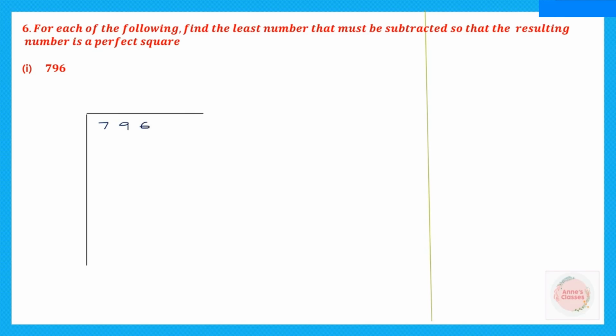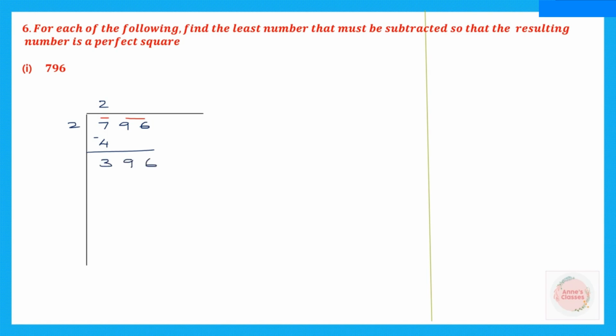796. Remember, this is a whole number, so we do a pairing from right to left. So we have one pair here and one here. Now we do our normal division. Think of a number whose square gives you a number close to 7. So that is 2. 2 2s are 4, minus, 7 minus 4 is 3. Bring down the next pair, 96.